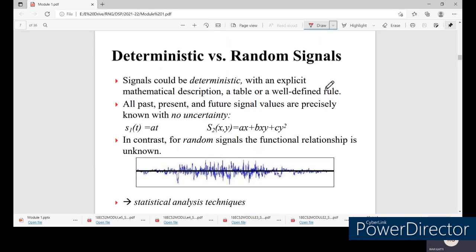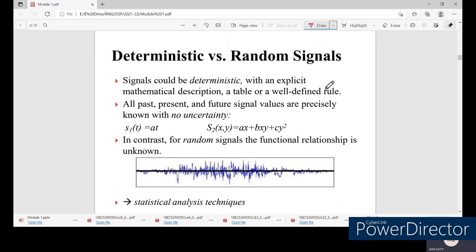Whereas a random signal means, if for any event, it is not possible for you to identify its value, then such a phenomenon or event we call a random signal. We cannot define characteristics for a random signal, whereas we can determine or represent the characteristics of the given signal if it is a deterministic signal.